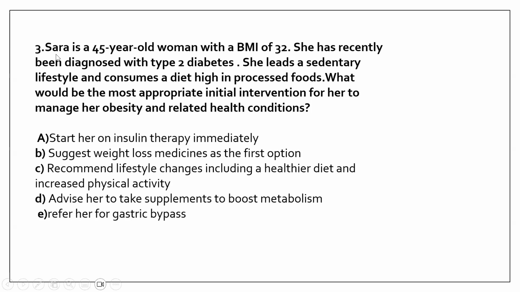Number 3. Tara is a 45-year-old woman with a BMI of 32. She has recently been diagnosed with type 2 diabetes. She leads a sedentary lifestyle and consumes a diet which is high in processed food. What would be the most appropriate initial intervention for her to manage her obesity and related health condition? A. We should start her on insulin therapy immediately. B. Suggest weight loss medicine as a first option. C. Recommend lifestyle changes including a healthier diet and increased physical activity. D. Advise her to take supplements to boost the metabolism. E. Refer her for gastric bypass. C. Yes, the correct answer is C.